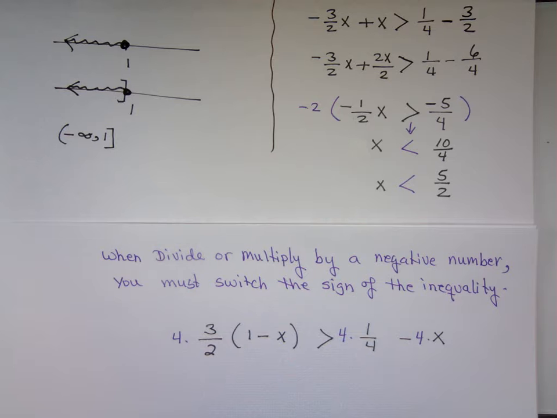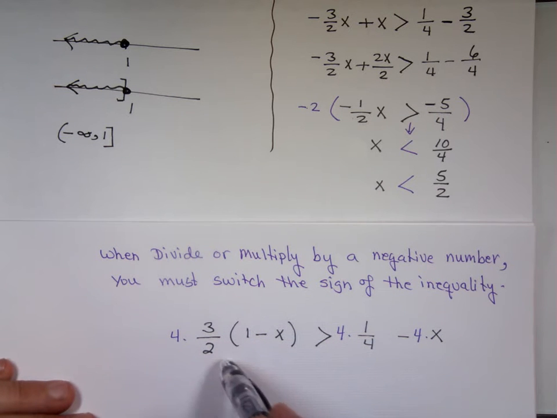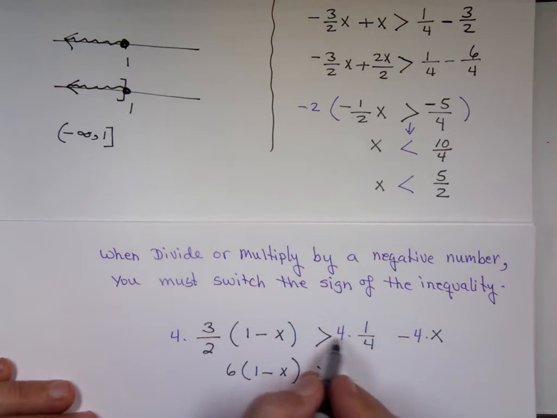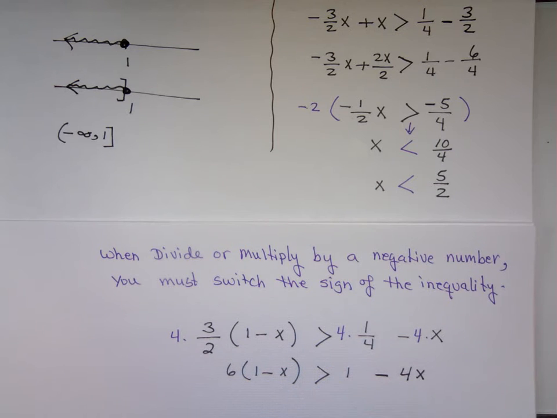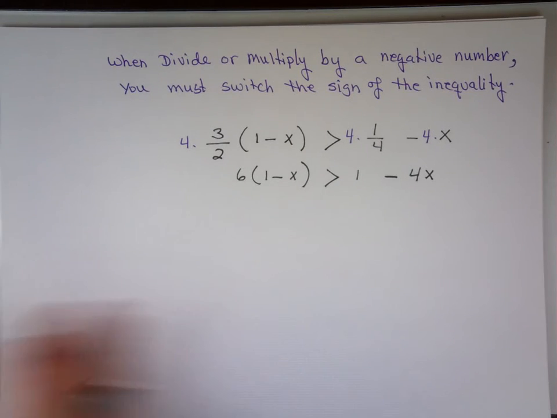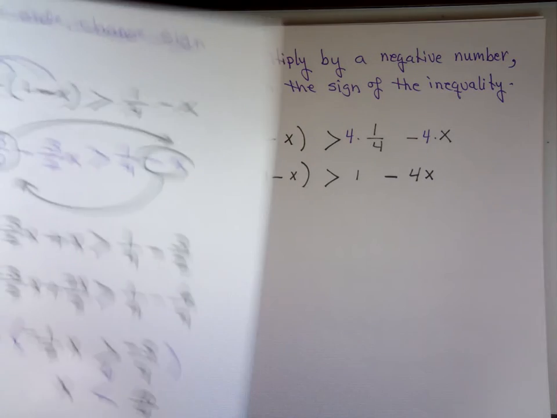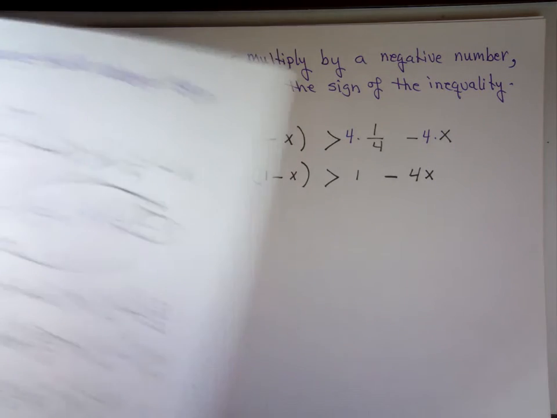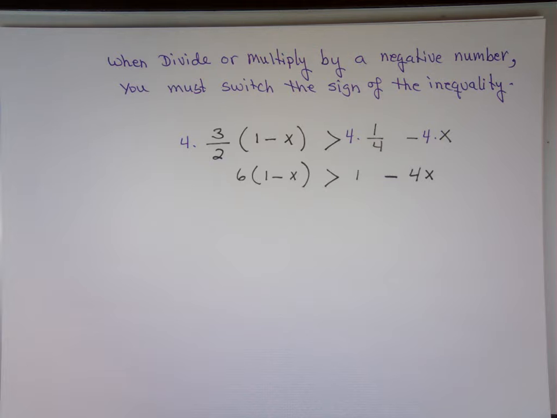Notice I don't multiply the 1 minus x. That's one term. What's 4 times 3? 12. Divided by 2? 6. That's 6 times 1 minus x. 4 times 1/4 minus 1. Step. All the fractions are gone in 1 step. Remember the answer was what? 5/2. So we'll see if we get that answer.